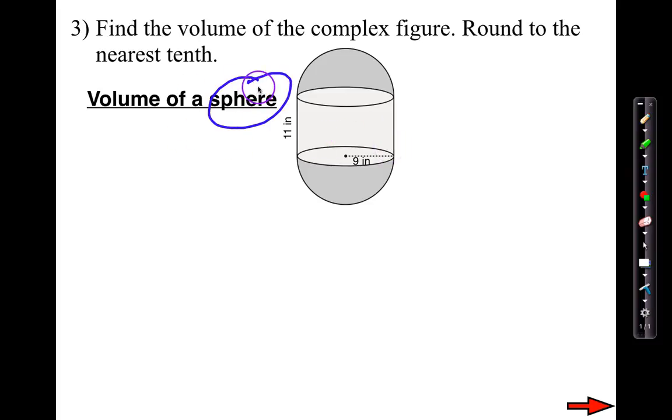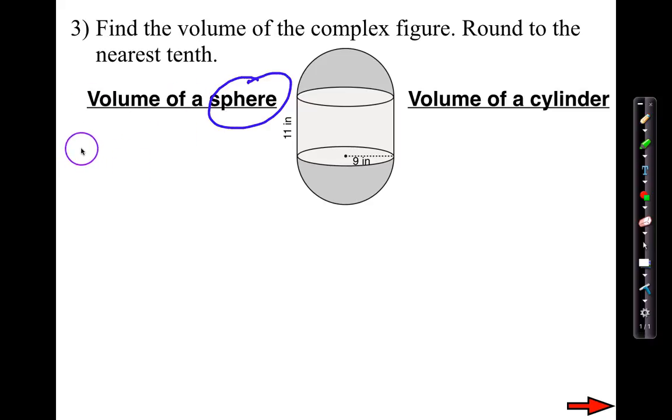So that's why it's not a hemisphere, it's a complete sphere, because with both of them combined, it would make one total sphere. The other thing I notice is that there is another cylinder. So let's go ahead and piece these together to find the volume of the complex figure.